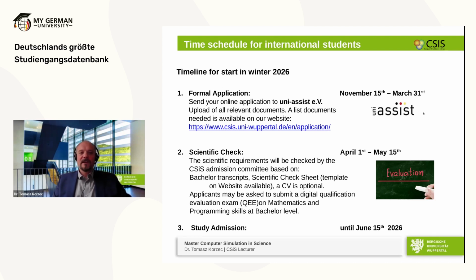After UniAssist gives you the green light, we do an additional scientific check to see whether you are qualified for your chosen specialization. And then once this is done, you will be admitted to study not later than June 15th, which leaves you enough time to get a visa and so on.